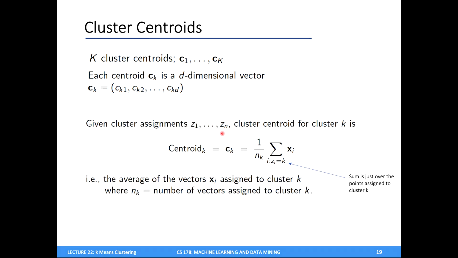Okay, so if I have cluster assignments for my data points, so I know for every data point what cluster it lives in, I can compute the centroid of that cluster by just taking the mean of all the data points that live in that cluster. So again, the centroid of a cluster is just the average of all the data points in that cloud of points.